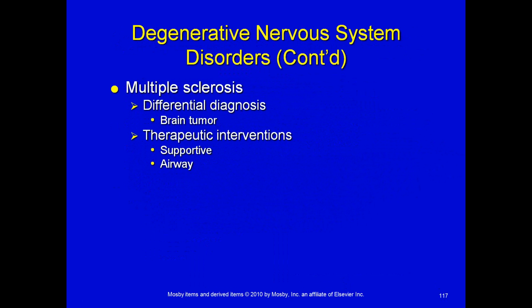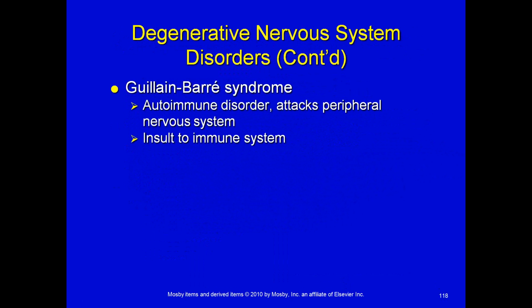Some differential diagnosis for MS might be brain tumor, certainly could be brain bleed. Therapeutic interventions are supportive, and because it is a neuromuscular wasting disease, you might have to manage the airway.